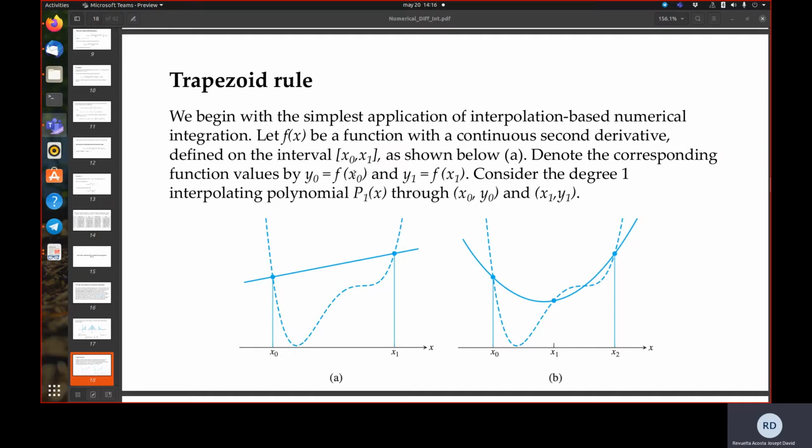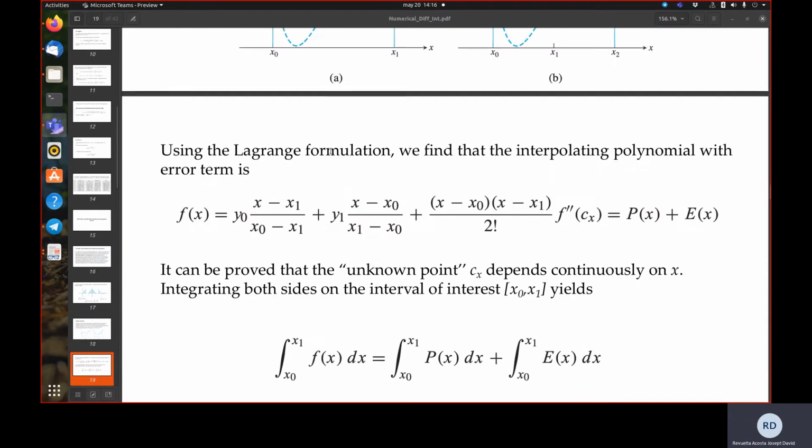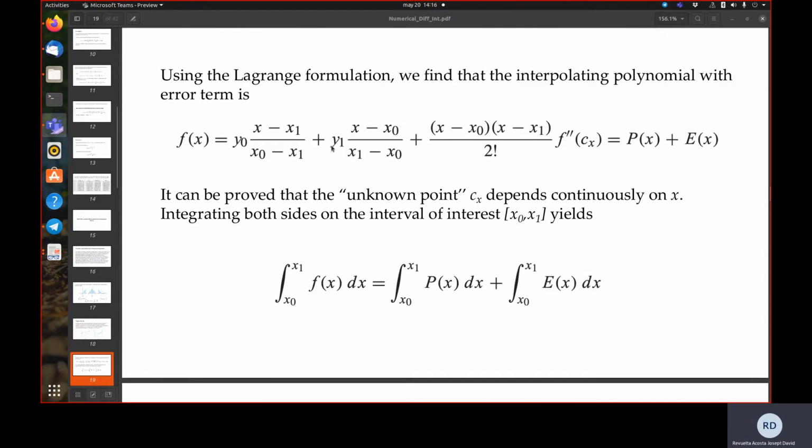And of course, this function is going to be declared as a line. So it's a line. In other cases it could be a parabolic expression, but here it's just a very simple line. So if we consider a 1 degree interpolating polynomial P1 through the points already given, x0, y0, and x1, y1, we are going to obtain the basic formula for the trapezoid rule. This is what we get if we're using the Lagrange interpolation.